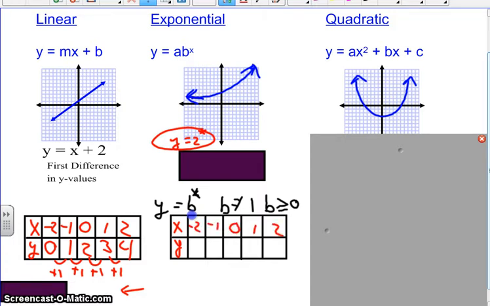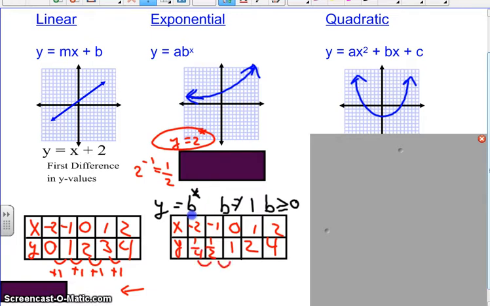What is 2 to the 0? 2 to the 0 is 1. Okay, 2 to the first. 2. 2 to the second. 4. Now what happens when you have 2 to the negative 1? Half. 1 over 2, very good, 1 over 2. And 2 to the negative 2? 1 over 4, good.